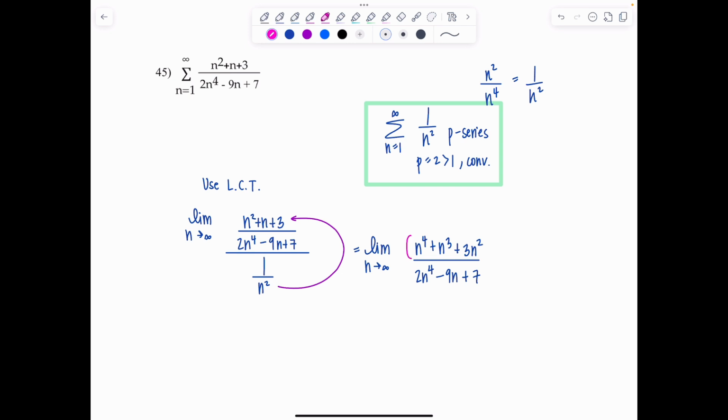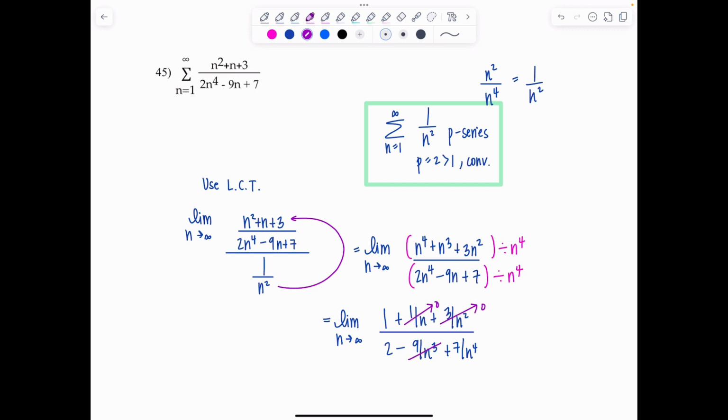And then to take this limit, I would divide everybody by n to the fourth. Now we've got limit, n goes to infinity, 1 plus 1 over n plus 3 over n squared, and then 2 minus 9 over n cubed plus 7 over n to the fourth. You're going to 0. You're going to 0. You too. And you. So I'm just left with 1/2. What do I care about 1/2? That it's finite and not 0.